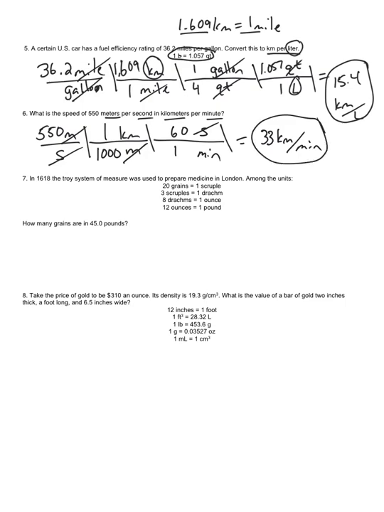We get 33 kilometers per minute. Okay. All right, in the system of measurement, you can see what all these units of measurement were. How many grains are in 45 pounds? So I'm going to write 45 pounds.